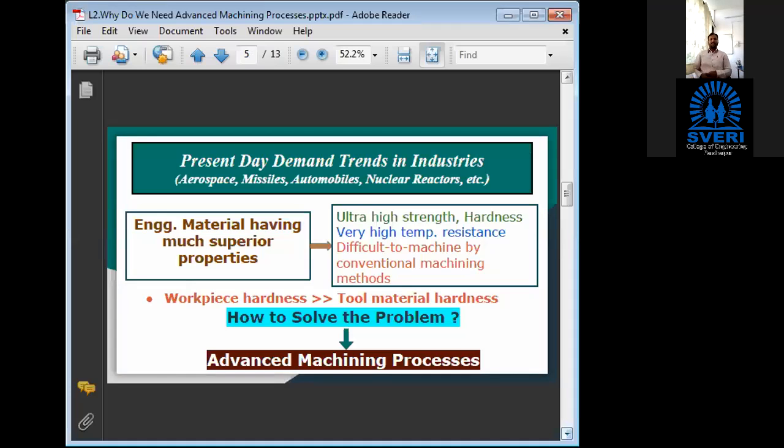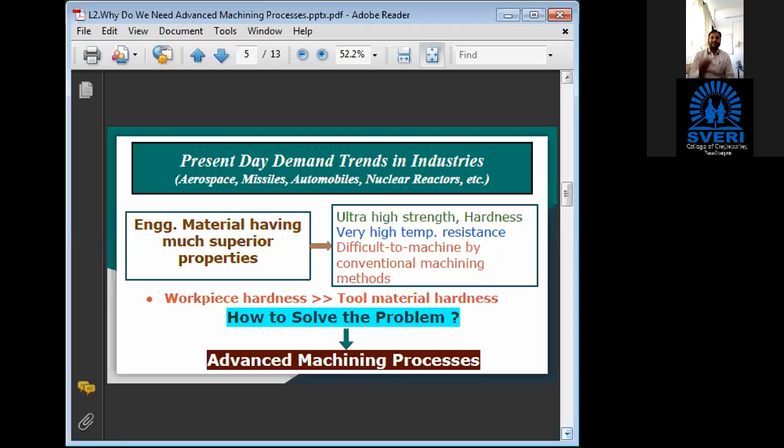Now let us see the next one. Another question arises: what are the present day demands, the present day demand trends in various kinds of industry? Especially we'll take the high tech industries, just like the aerospace industry, missile industry, automobile industry, or nuclear reactor, etc.